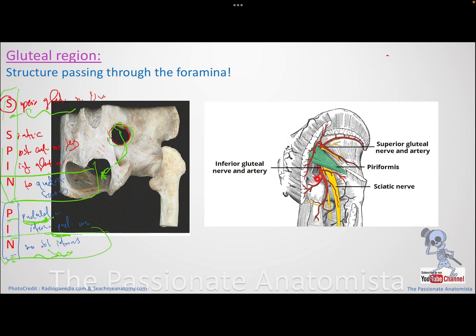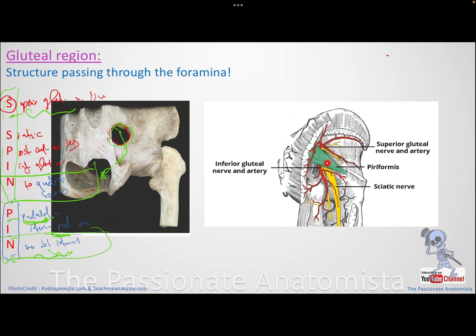Now let's see the S-spin. The S is the superior gluteal nerve and vessels, and they are going to supply medius and minimus. Below the piriformis, I have inferior gluteal nerve and vessels. They will go to the gluteus maximus. And then I have the sciatic nerve, which will go all the way to the thigh. And I have the posterior cutaneous nerve of the thigh. It's a cutaneous nerve. The posterior cutaneous nerve of the thigh is not shown in this diagram.